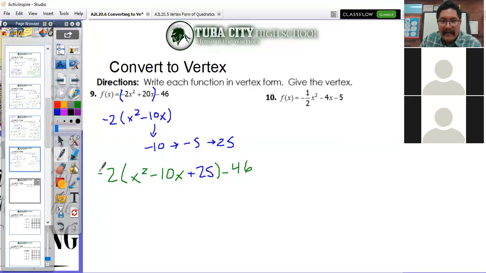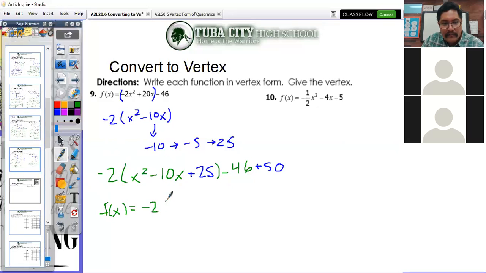But now I have to add 50, right? Because when you multiply these two together, -2 and 25, you get -50. So I have to do the opposite of -50 and add 50 to both sides. So that's going to be +50. And then from here, we can go ahead and just put it in our vertex form.